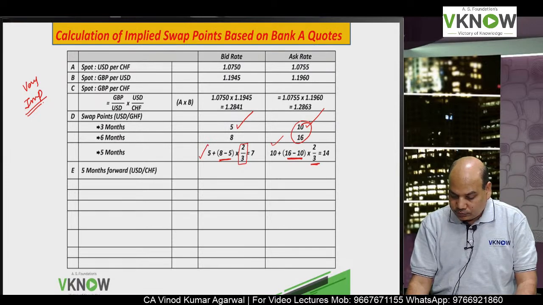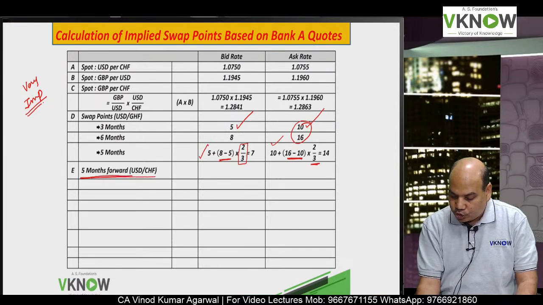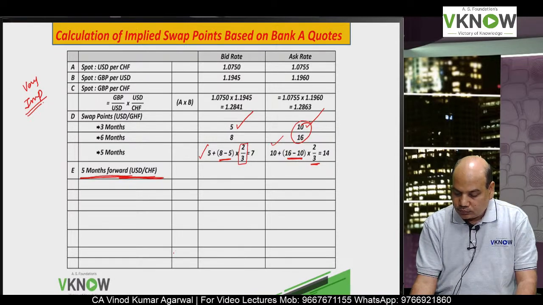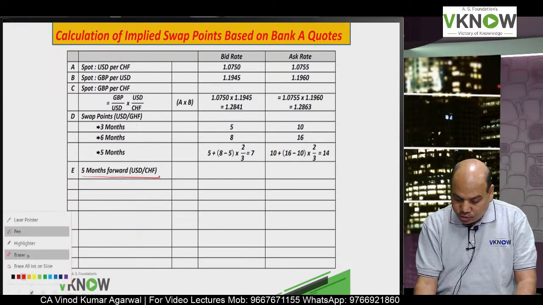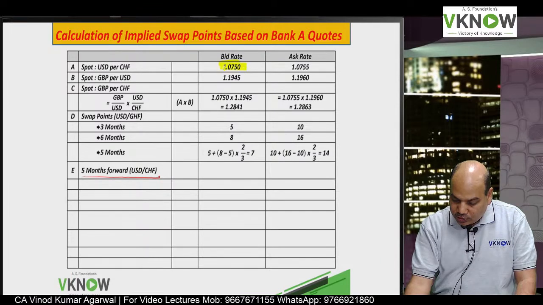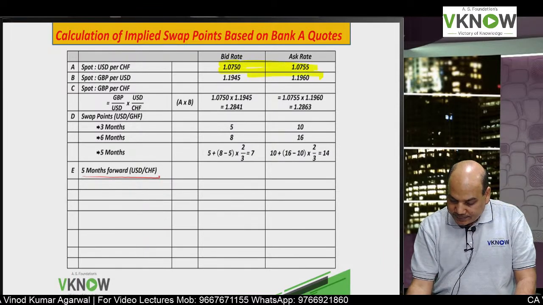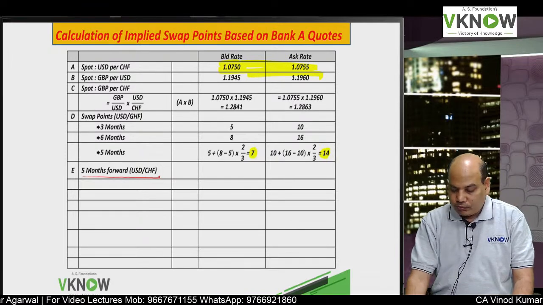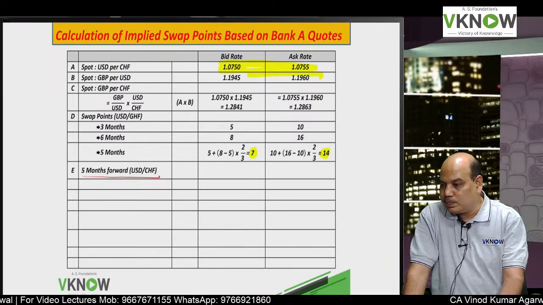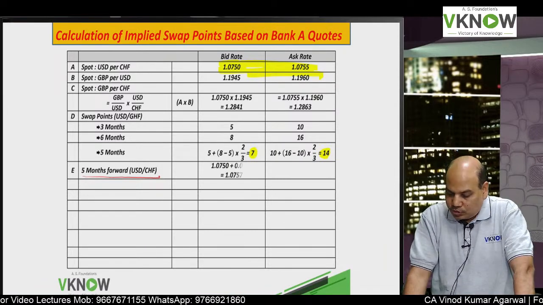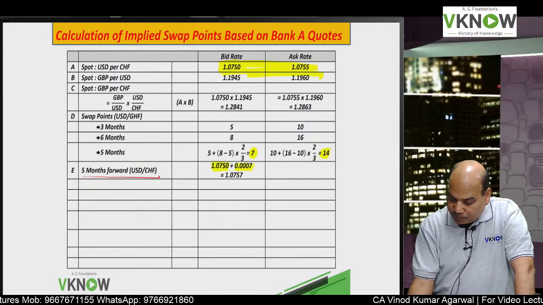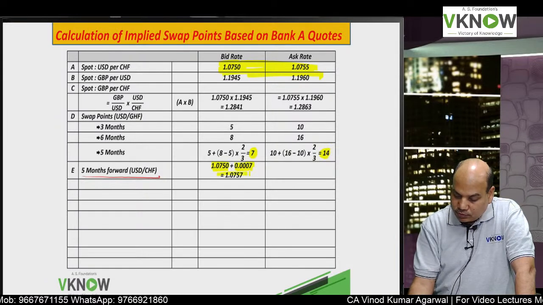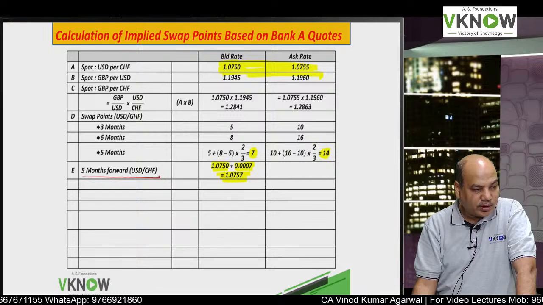So now write down the 5-month forward rate for USD per CHF. How do you get the forward rate? You will take the spot rate and you will add the premium. You will take the spot rate plus premium. So you will get 1.0750 plus premium 0.0007, 1.0757. Try the next month.